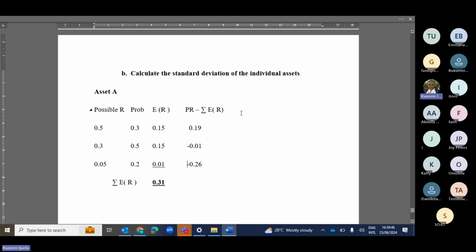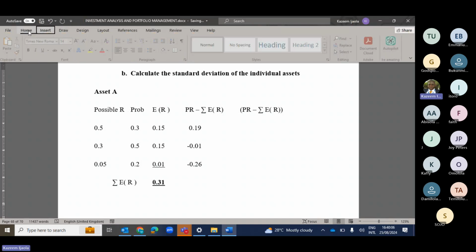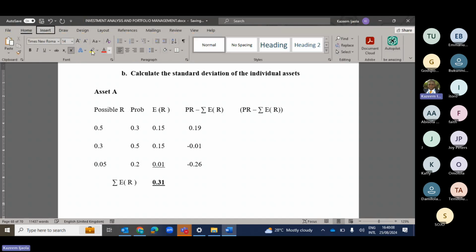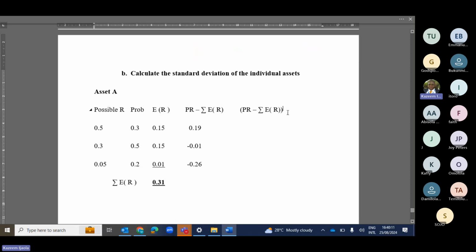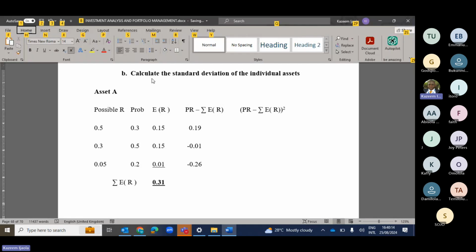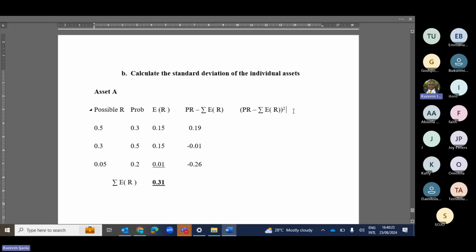Now, the final step is whatever you've got as your PR here, you will square this answer. You multiply it by 2. Then you will now calculate the probability. You will now multiply by the probability. Let me do it now for you. Whatever you have here, you raise it to power 2. Then after you have raised it to power 2, multiply by your probability.